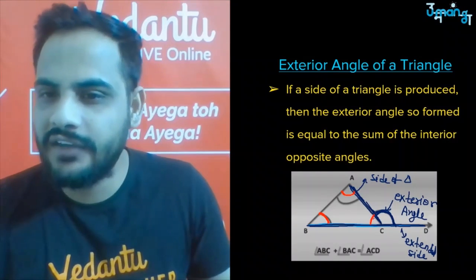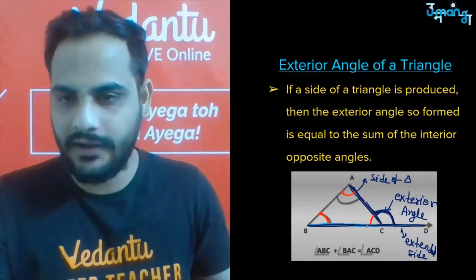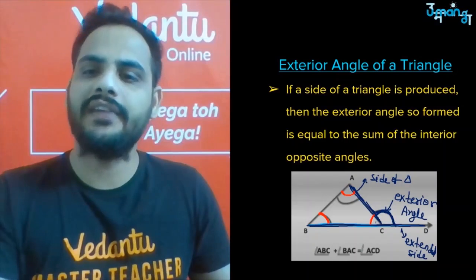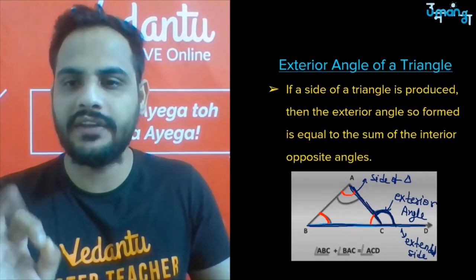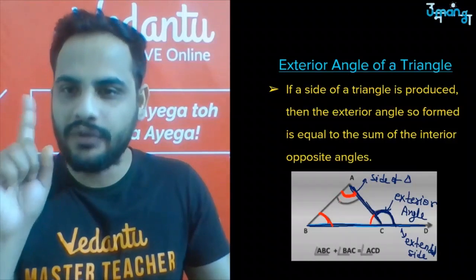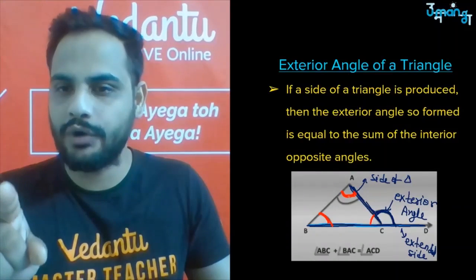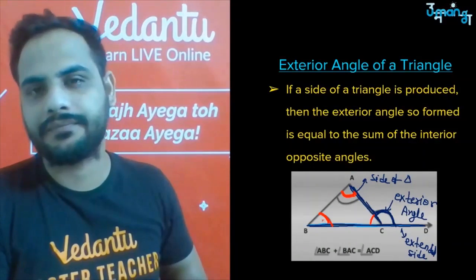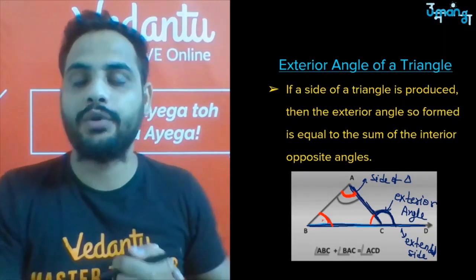Now look, C is already attached to this exterior angle. C is adjacent to the exterior angle. So other than C, the remaining two are what? A and B, which are lying opposite to it. So I can say this exterior angle is equal to angle A plus angle B.